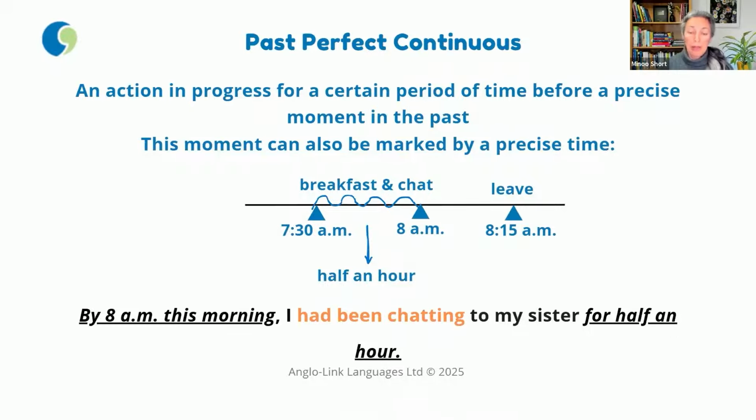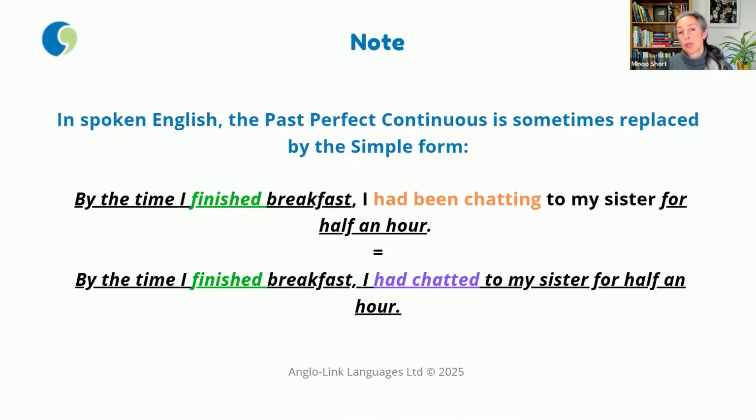Having said that, in spoken English, very often this past perfect continuous is avoided a lot of times and just replaced by the simple form. Native speakers can get lazy in that sense. So instead of saying by the time I finished breakfast, I had been chatting to my sister for half an hour, you may hear by the time I finished breakfast, I chatted to my sister for half an hour. So I would recommend that you stick to the correct verb tense, but if you hear that, then don't be surprised.